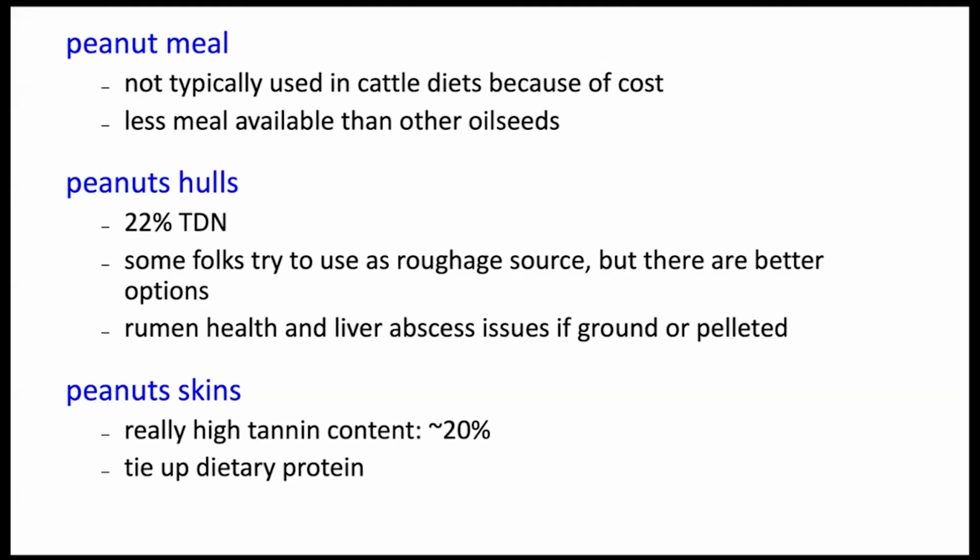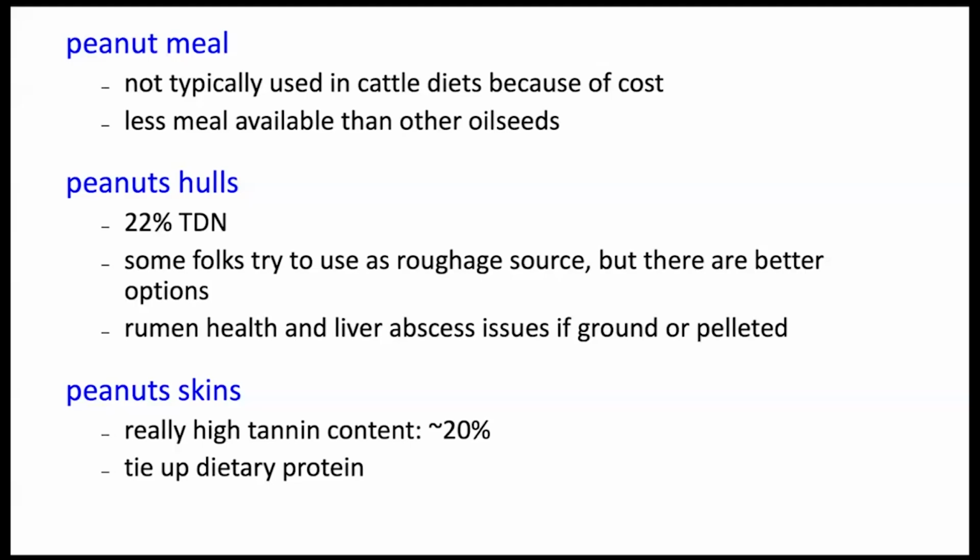Some people want to try to use peanut hulls as a roughage source. It's just not a very good roughage source. There's a whole lot better options out there, i.e. the corn stalks we talked about earlier would be a much better option than peanut hulls. And then there can be some rumen health and some liver abscess issues when we're dealing with peanut hulls as well.